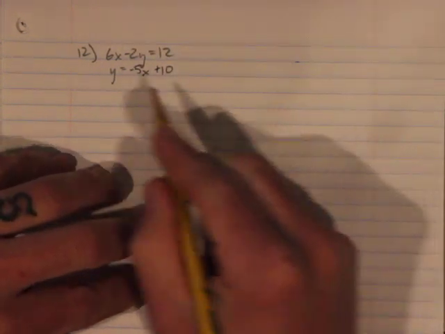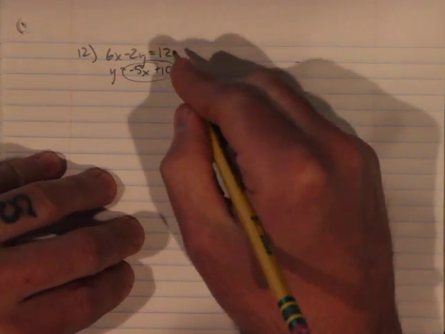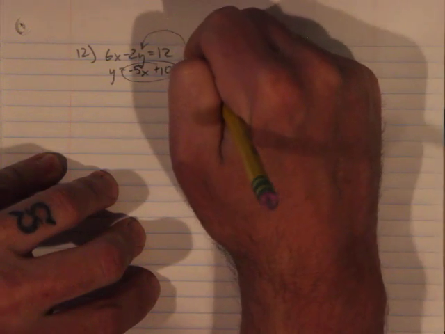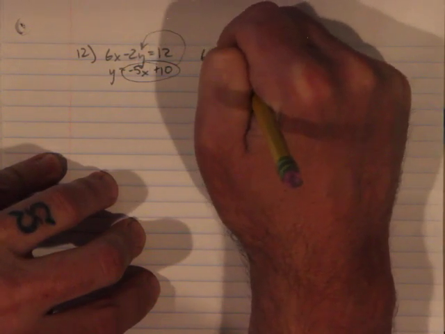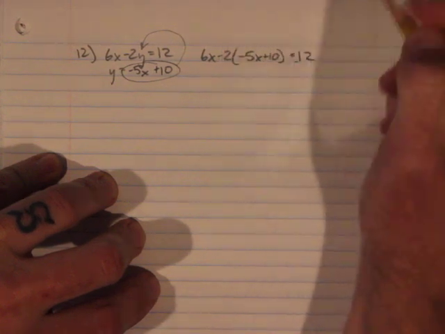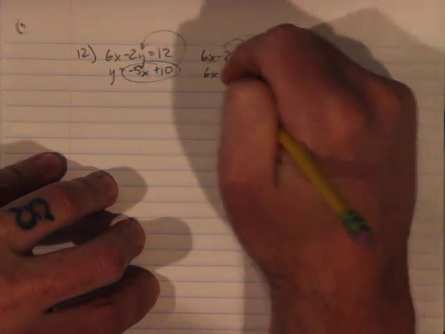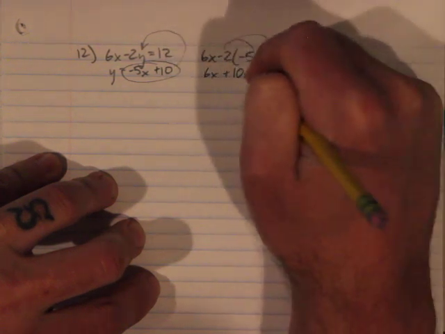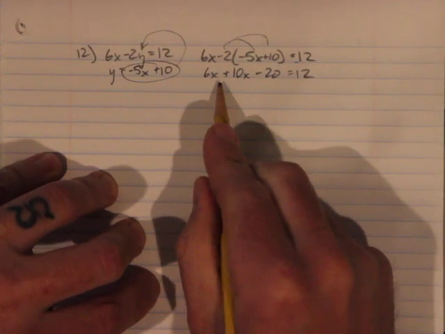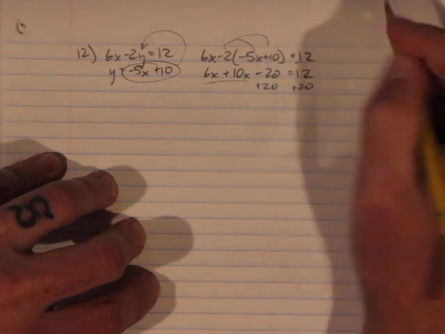Now I'm going to take what y equals, which is negative 5x plus 10, and I'm going to plug that in there. I'm going to substitute that for y. 6x minus 2 times negative 5x plus 10 equals 12. I distribute my negative 2. 6x plus 10x minus 20 equals 12. I'm going to combine my like terms, and I'm going to add 20 to both sides.